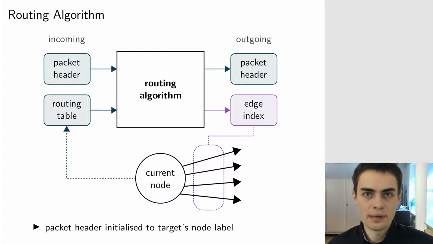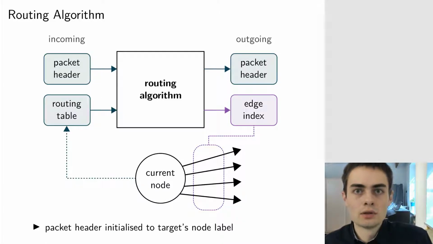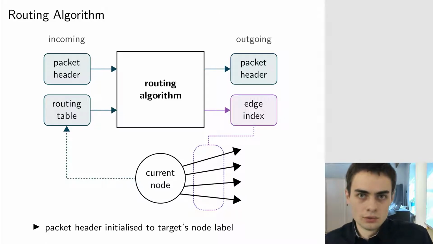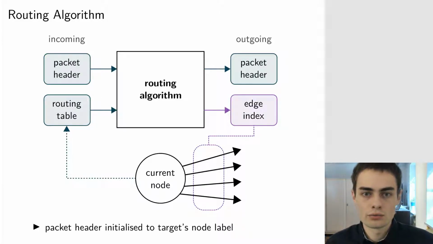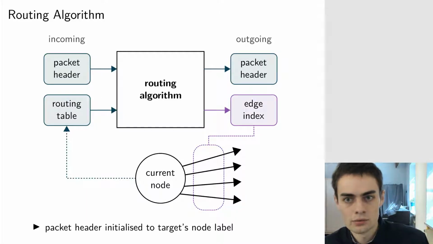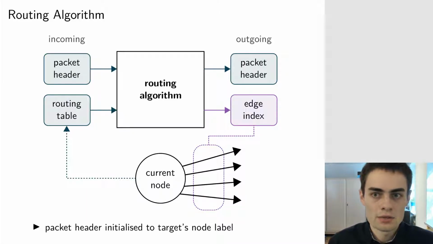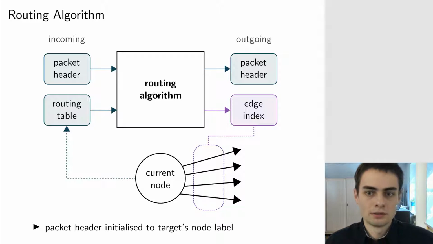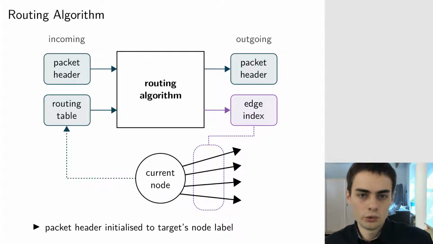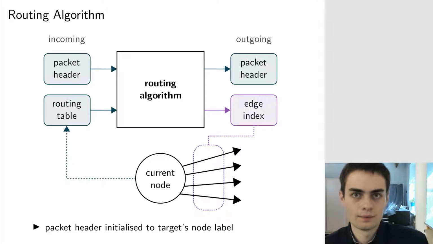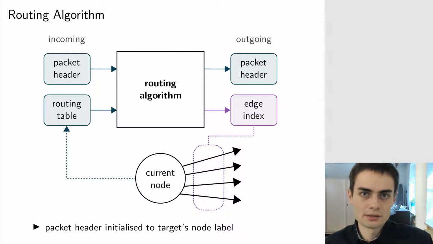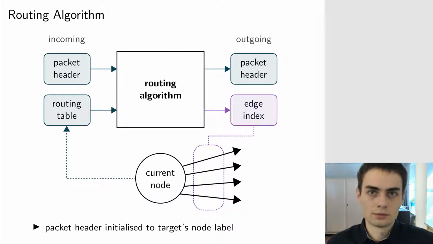Initially, we set the packet header to be the node label of the target node. So we do that, we inject the packet somewhere into the network, and then we repeatedly do the local routing using the routing algorithm. So we execute the routing algorithm, we update the packet header, and we forward the packet along that edge. We do that until it has reached its destination. This then specifies a flow through the graph. So it's a flow from the source to the target.